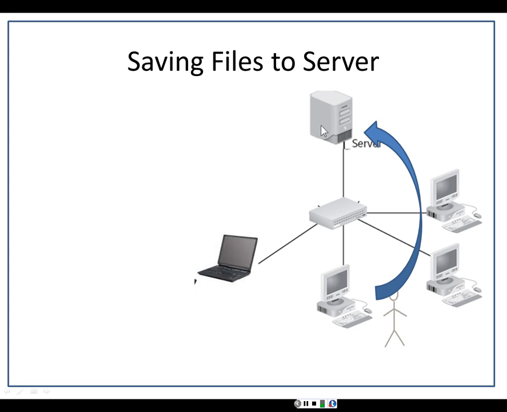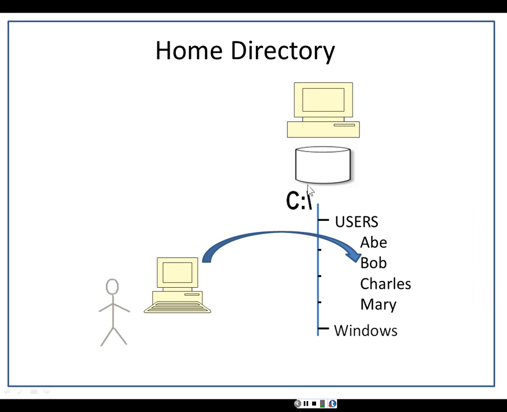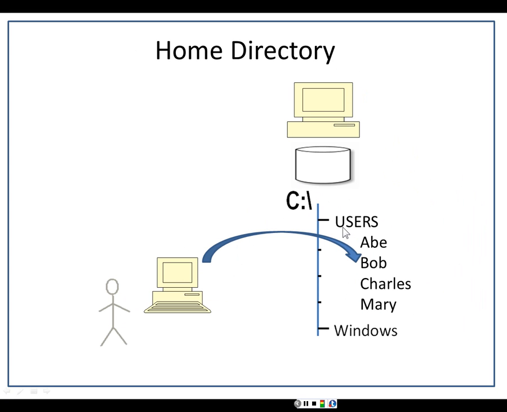We just configure it so when the user hits File Save, it goes up to his home directory on the server. So then if a user goes to another computer the next day and clicks on File Open, the user will have access to his files regardless of where the user is logged on. This is called the home directory. When the user saves to the server, the user is saving to the user's home directory, which is under the directory called users, which is on the server.